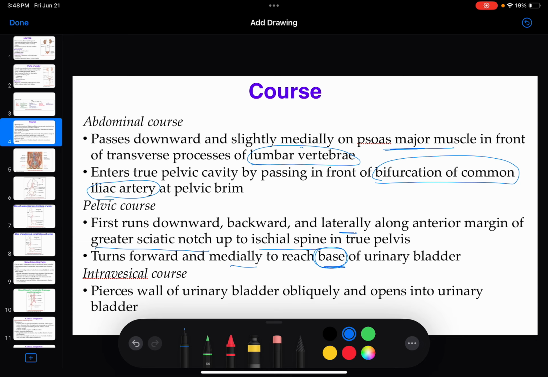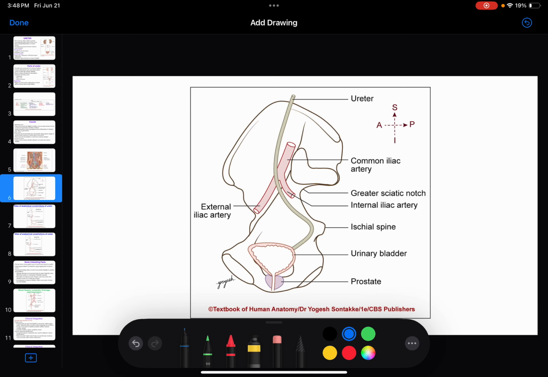Then in the wall of the urinary bladder, it runs obliquely and opens into the bladder. So this is about a few points about the course of the ureter. So you can see here how it is entering the lesser pelvis, and first crosses the greater pelvis, then lesser pelvis, and then along the anterior margin of greater sciatic notch, then ischial spine, and then running medially towards the urinary bladder.